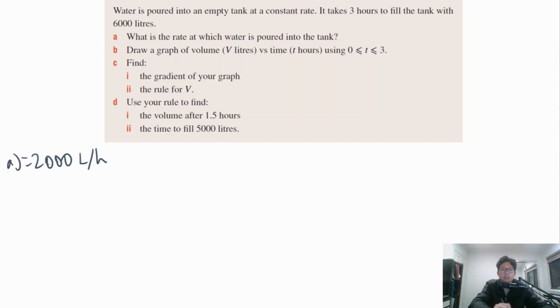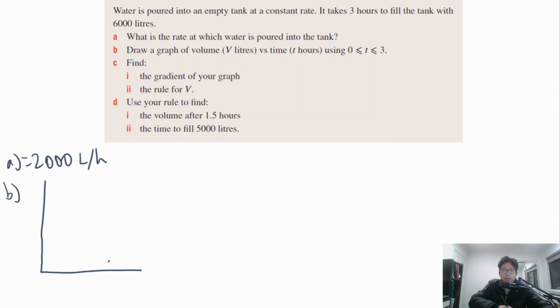Now let's have a go at question B. It says draw a graph of volume V liters versus time t hours using this rule. That just means the starting time is 0 hours and the ending time is 3 hours. Let's draw the axes for the graph here. I have the x-axis down here and the y-axis here. We don't need to include that, so I'll get rid of it. We just need to label which one of these is at the x and which one is at the y.